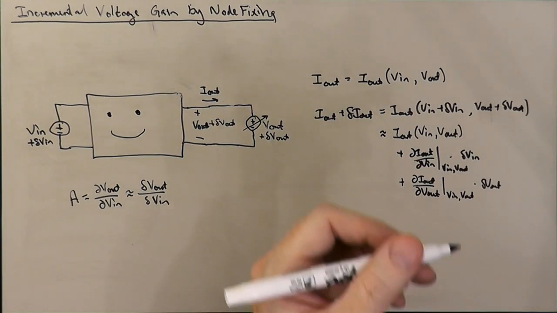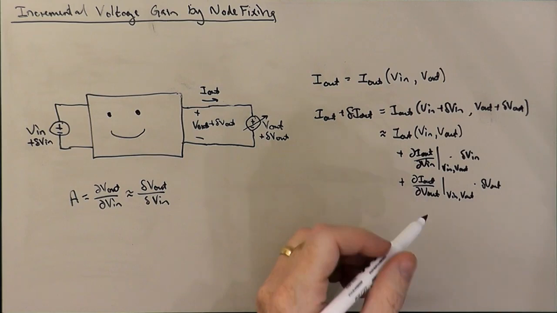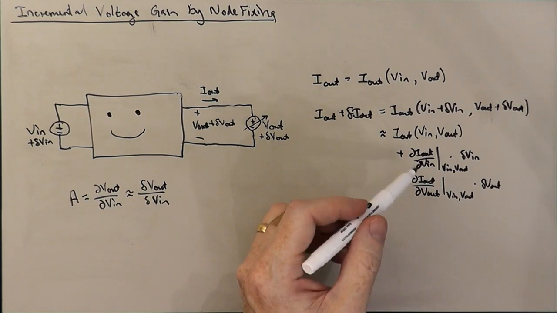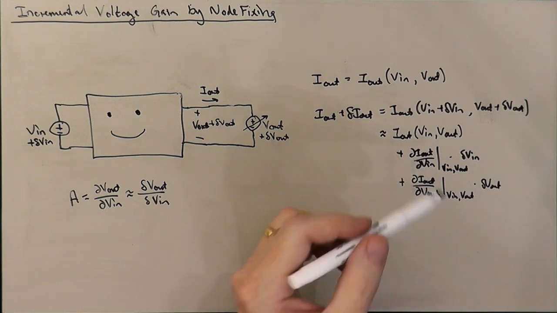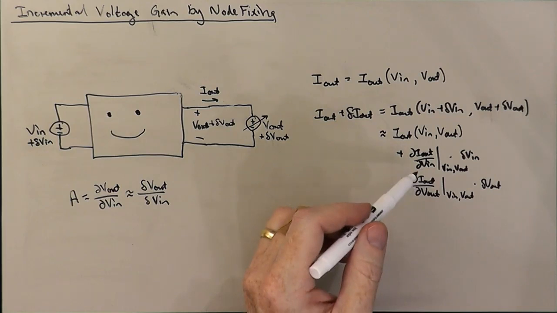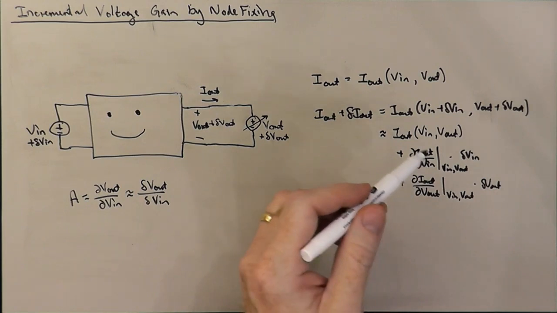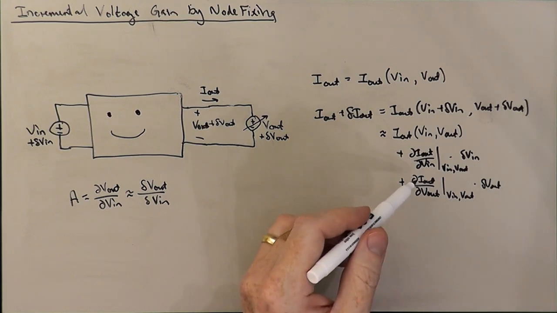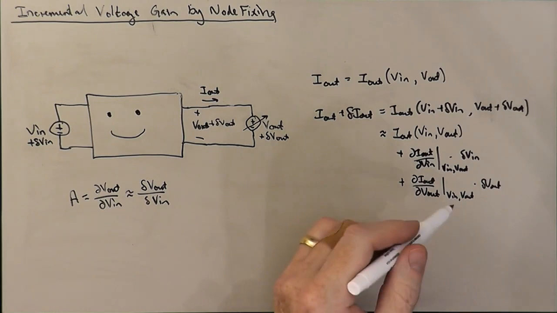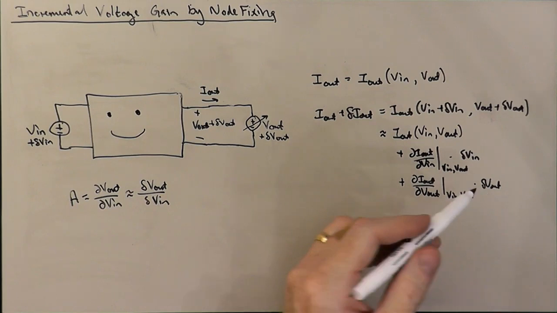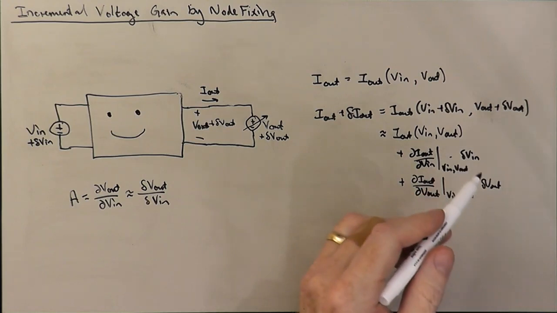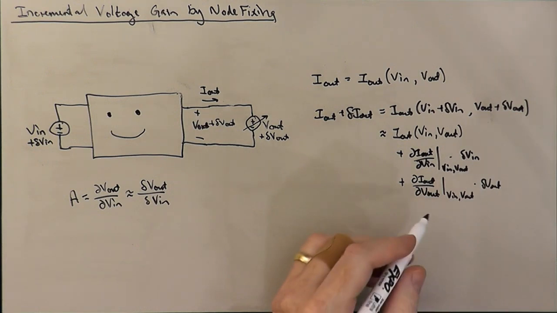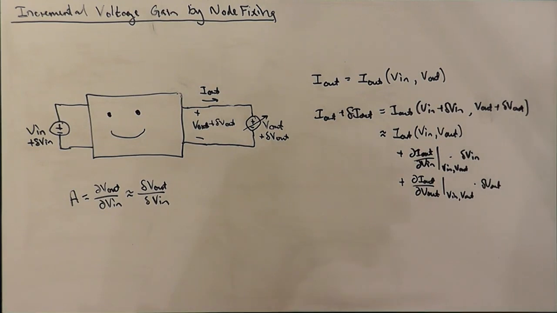And then there'll be second order terms here that involve d squared I out dV in squared, d squared I out dV in dV out, the mixed partial derivative, and d squared I out dV out squared, involving delta V in squared, delta V in delta V out, and delta V out squared. But we're going to assume that the changes are sufficiently small that we can ignore those higher order terms.